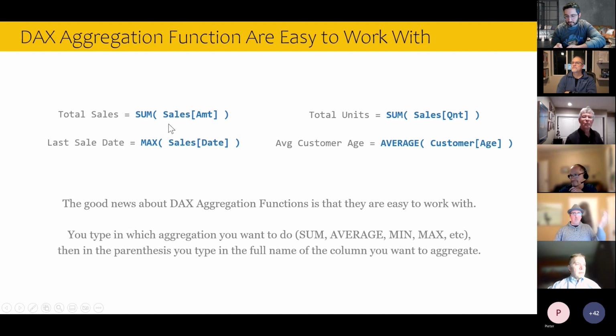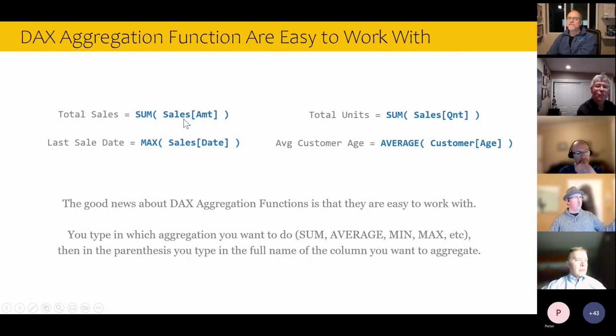All you do is type in the name of the aggregation that you want, whether you want a sum, a max, or an average, and then in parentheses, you type in the name of the column that you want to aggregate. So if you want to aggregate the amount column in the sales table, you type in sales, then the little square brackets and amount. If you want to sum up the quantity column in the sales table, you do sum, sales, and the little square brackets, quantity column.